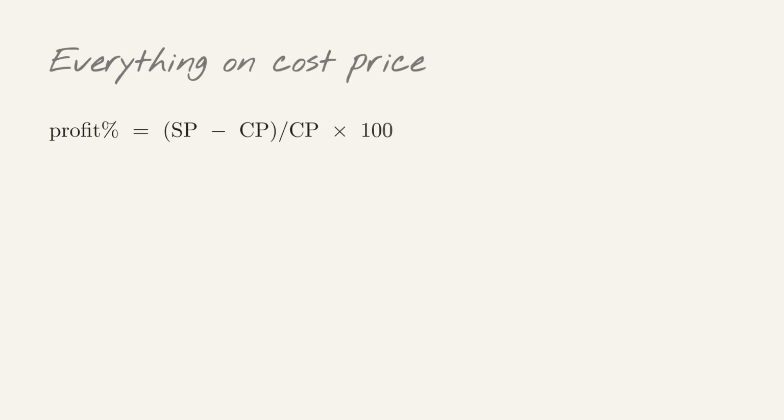Profit percent is the profit divided by the cost price, times 100. To go the other way, selling price is cost price, times 1 plus the profit percent. Cost 100, 20% profit, sell at 100 times 1.2, 120. Loss is identical, with 1 minus the loss percent. Always cost price on the bottom.